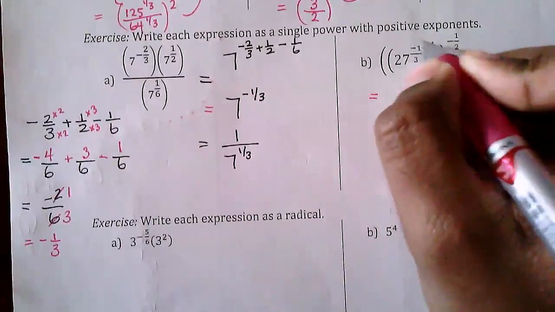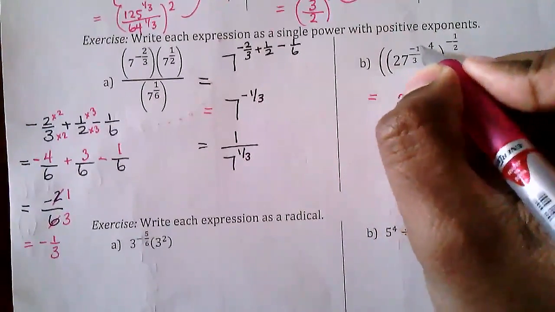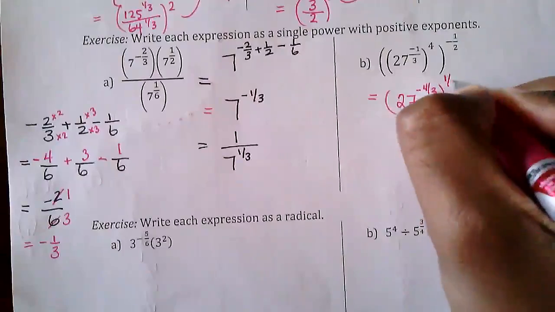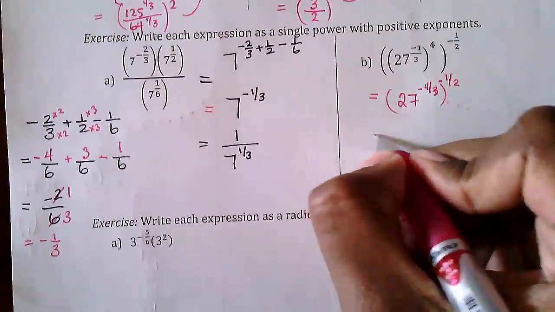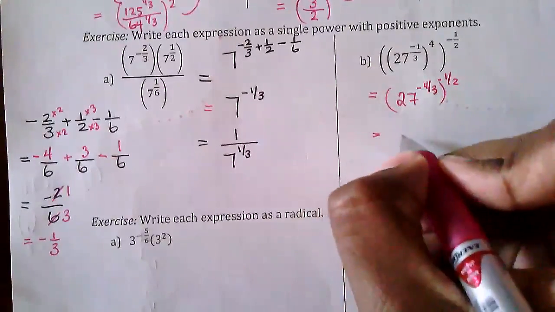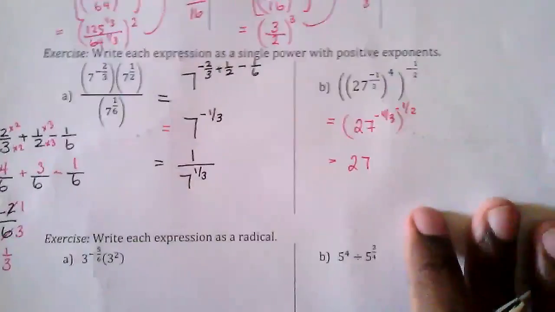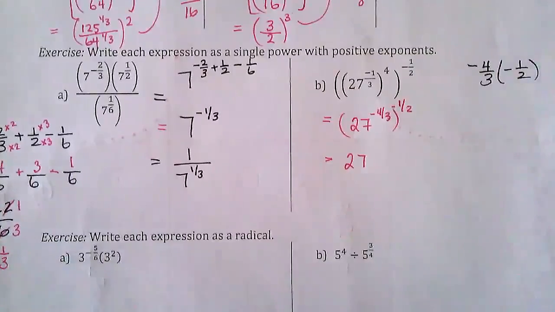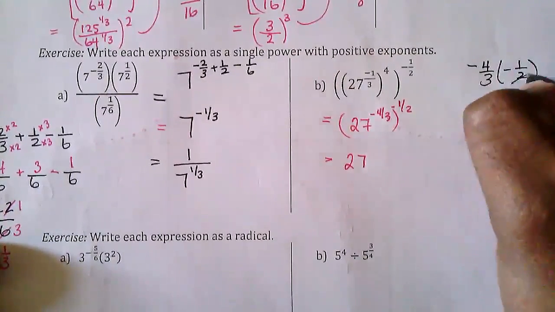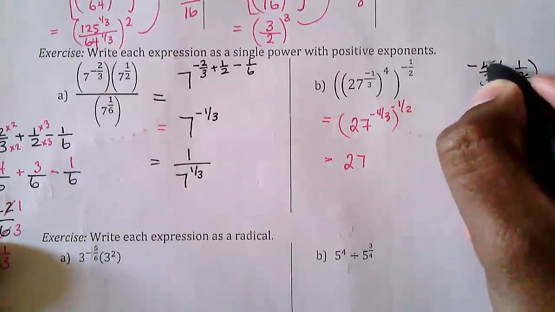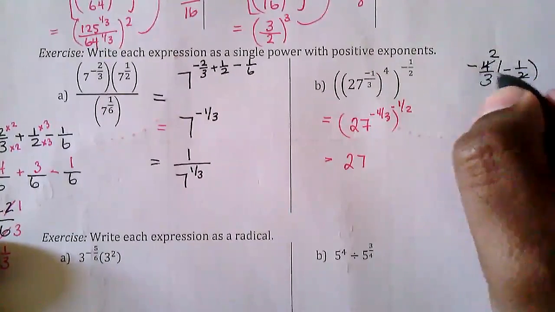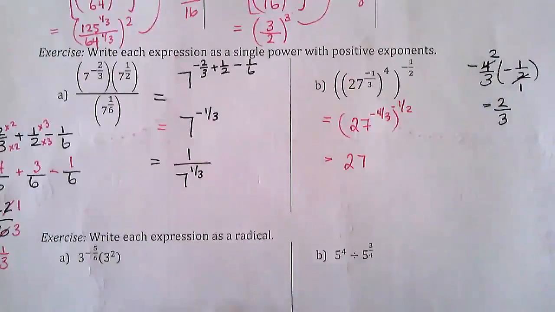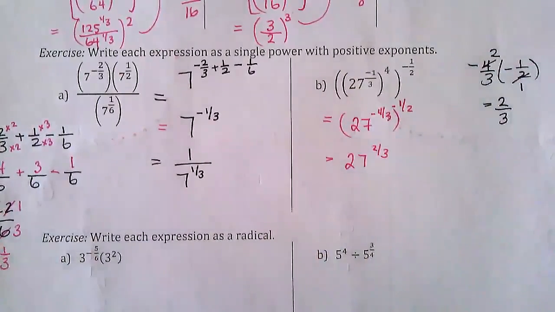So here, let's just take a look at this first. We have 27. We have negative 1 over 3 times 4, which is negative 4 over 3, all to the power of negative half. We still have a power being raised to an exponent. So I'm going to keep the base and multiply out the exponents. Let me do this on the side. Negative 4 over 3 times negative half. I can reduce this. I can divide this and this by 2. So 2 divided by 2 is 1, and 4 divided by 2 is 2. So I have negative 2 times negative 1, positive 2, divided by 3 times 1, which is 3. So 27 to the power of 2/3.